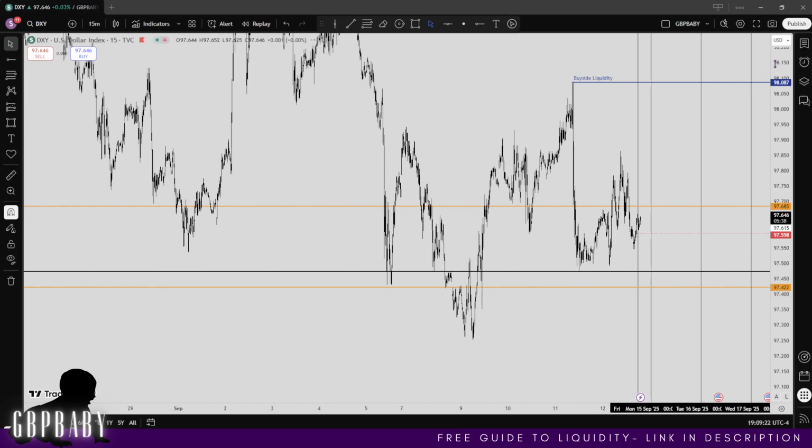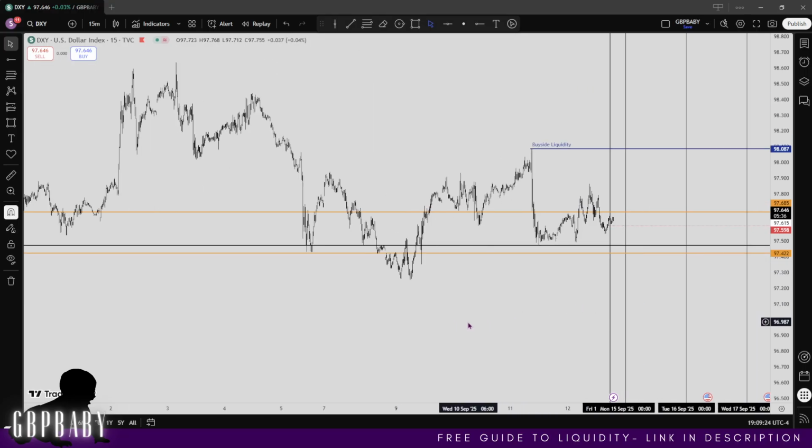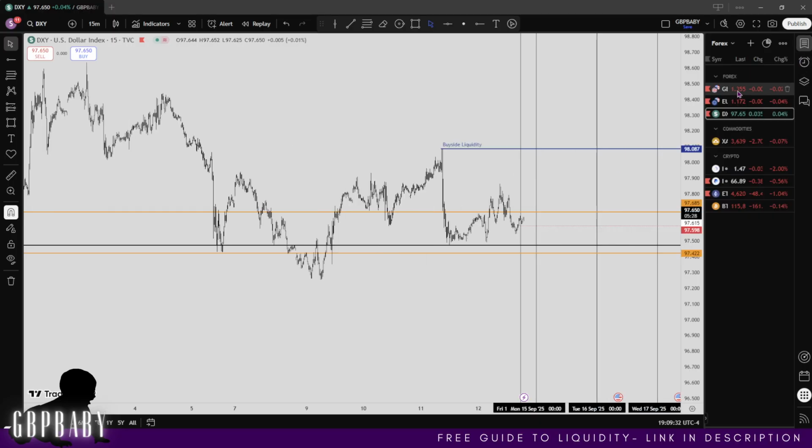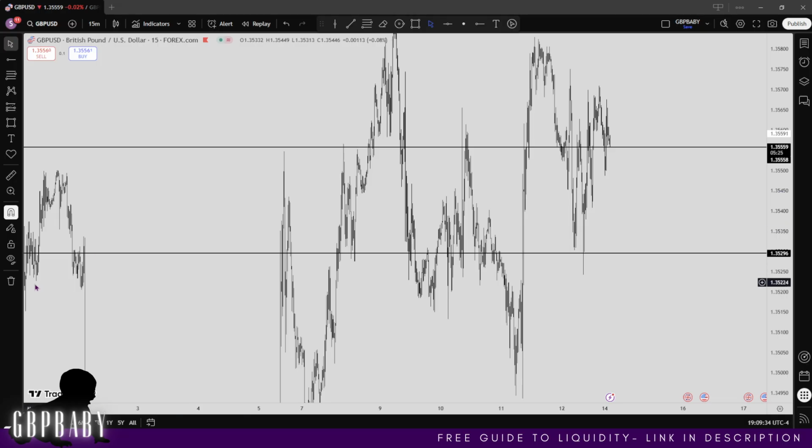So that's going to be everything on dollar. I hope that all makes sense. Again, I'm going to let tomorrow, Monday, trade, and then we can start getting into more in-depth analysis for what we may want to see for the rest of the week. We will head on to GBP USD now.